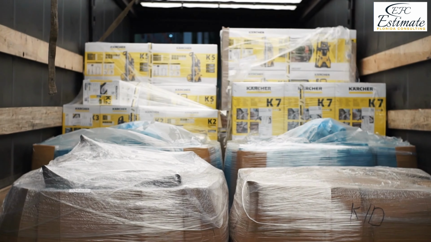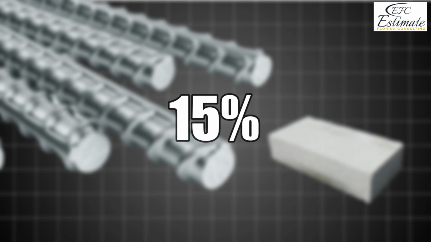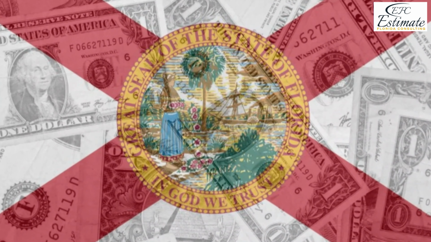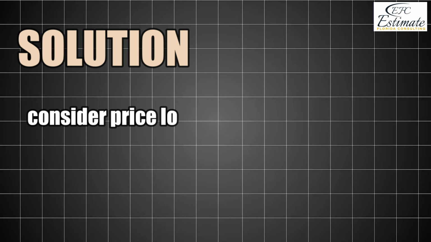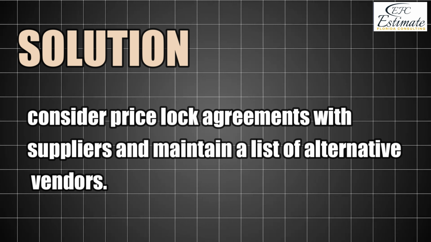Material delays and price hikes. Steel and concrete prices rose by 15% last year, disrupting project budgets across the state. Solution: consider price lock agreements with suppliers and maintain a list of alternative vendors.